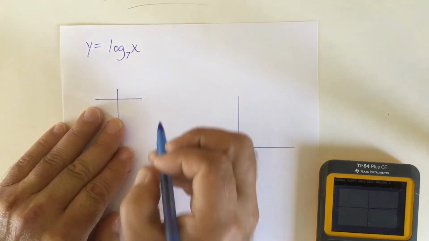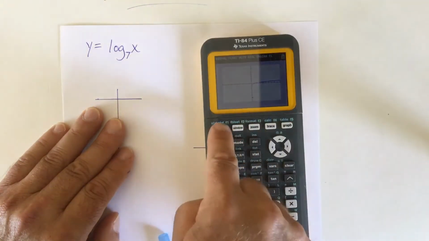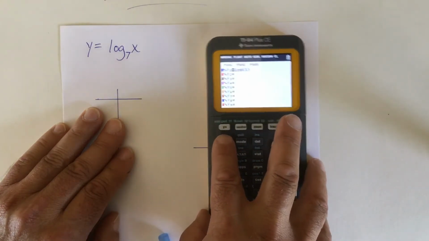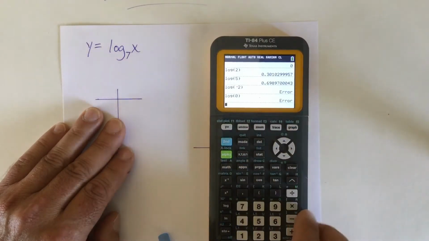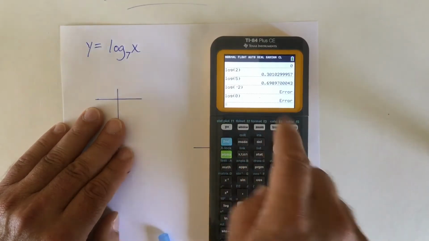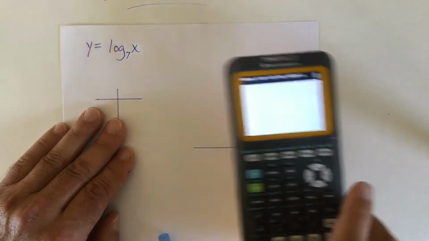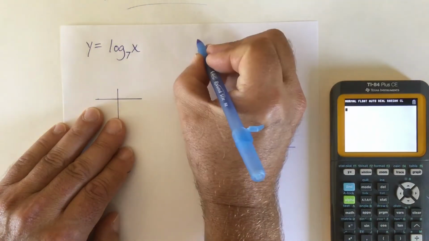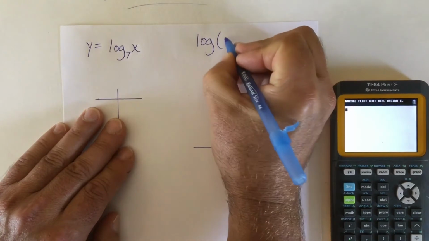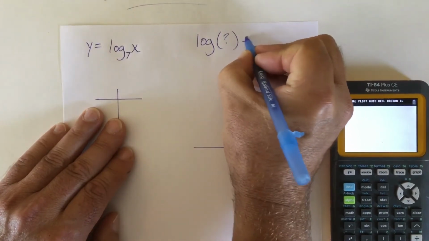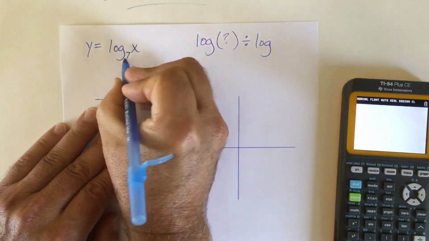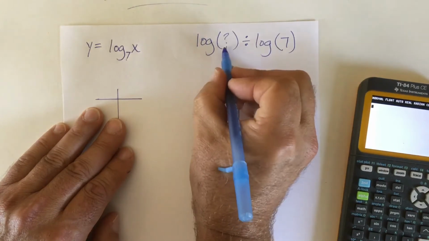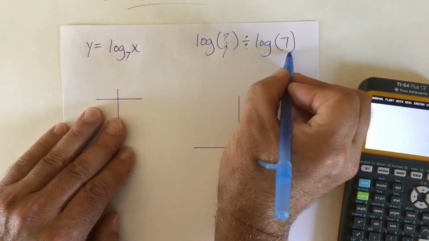Well, here's the thing. Your calculator does not know how to do anything but base 10. So we have something called the change of base formula. And the change of base formula is really easy. I'm going to hit clear because I'm going to need this in a second. But here's how you trick your calculator into thinking it's a different base. You take whatever number you want to plug in, then you divide it by the log of whatever the base is. So this is going to be log of whatever number I want to plug in divided by log of 7.